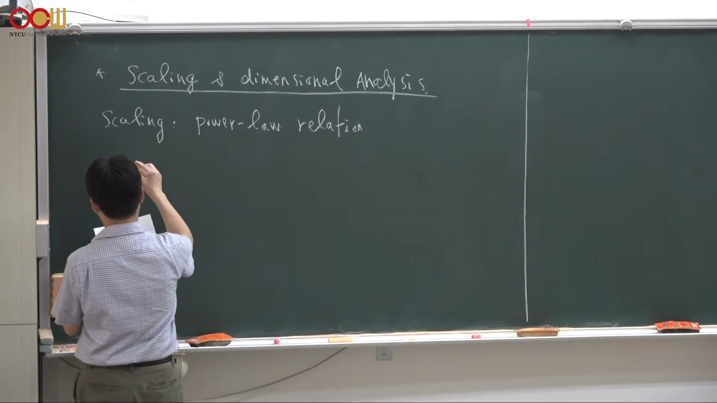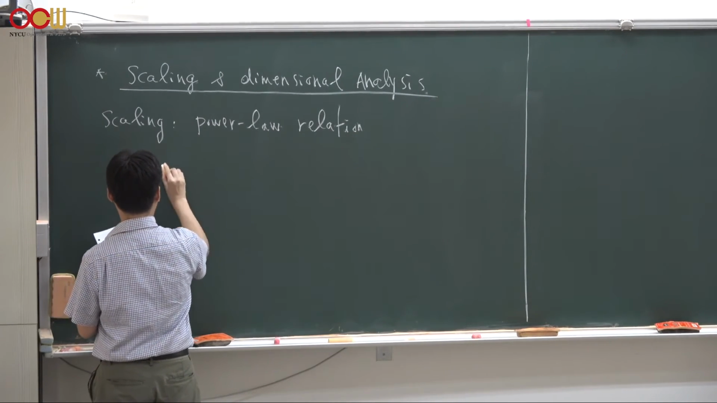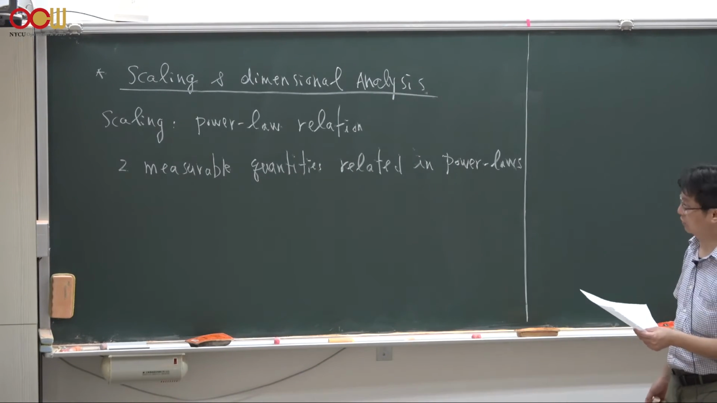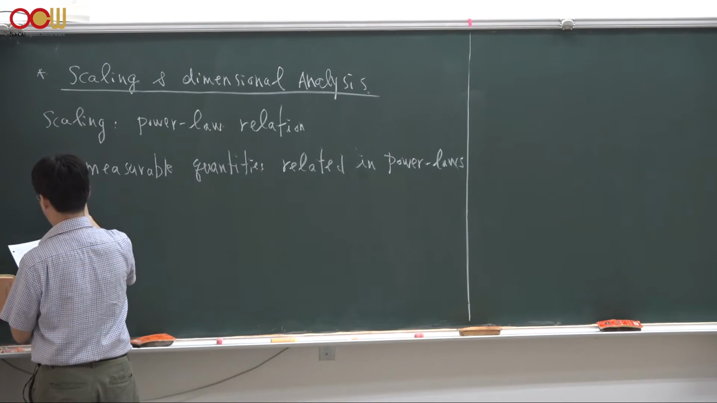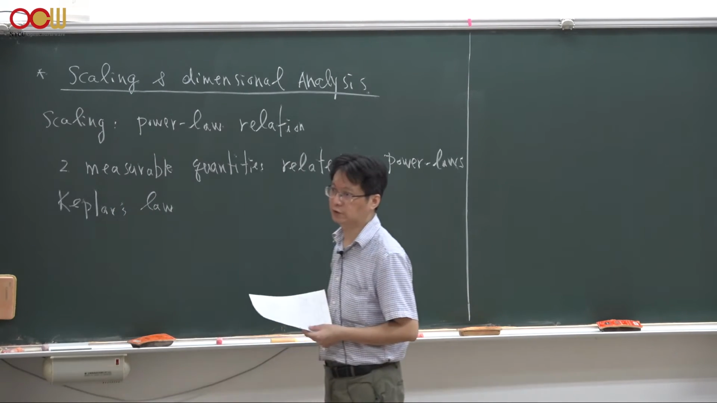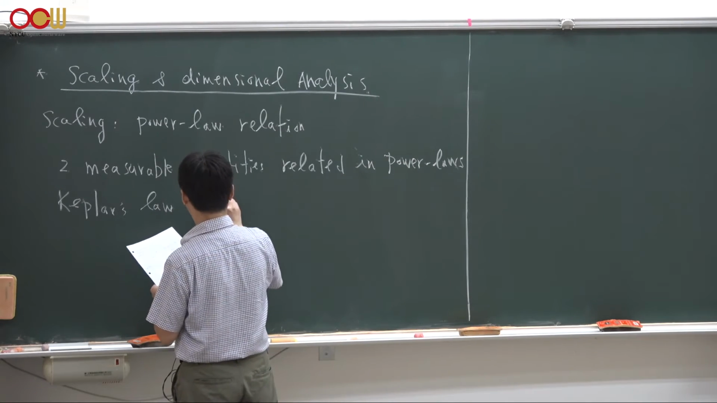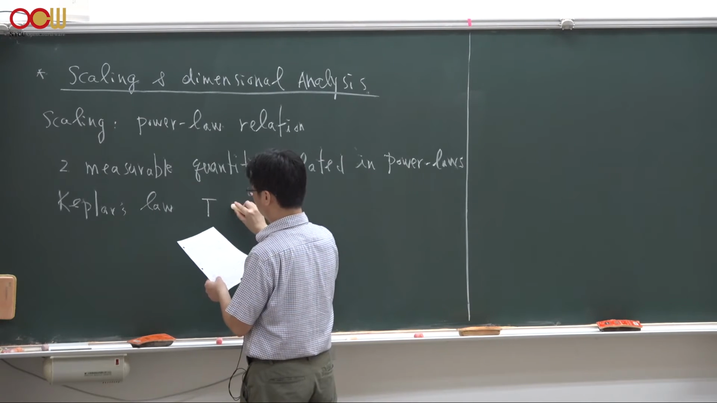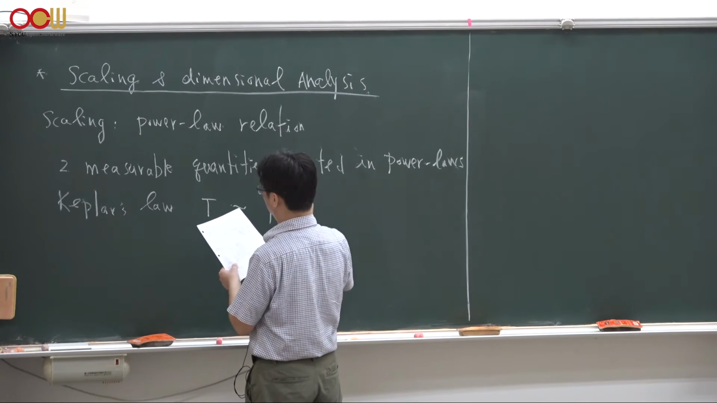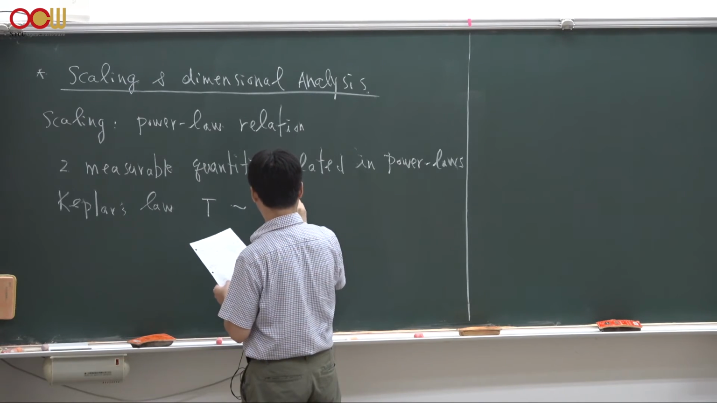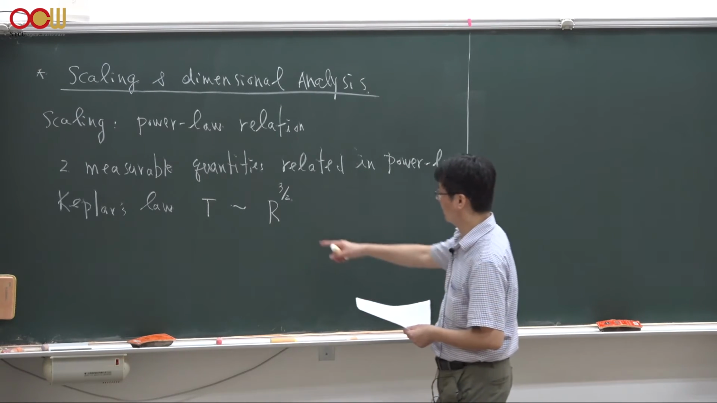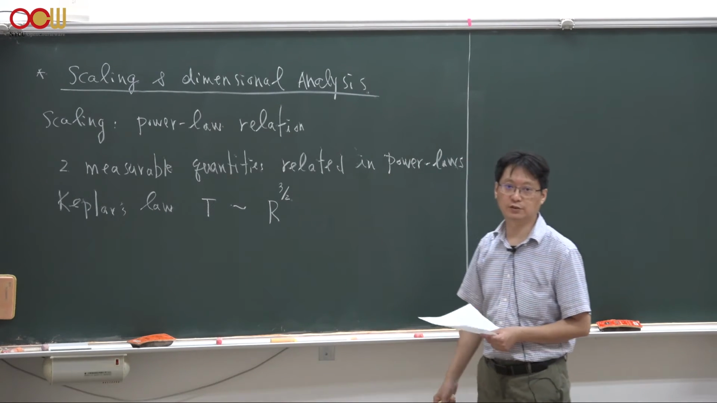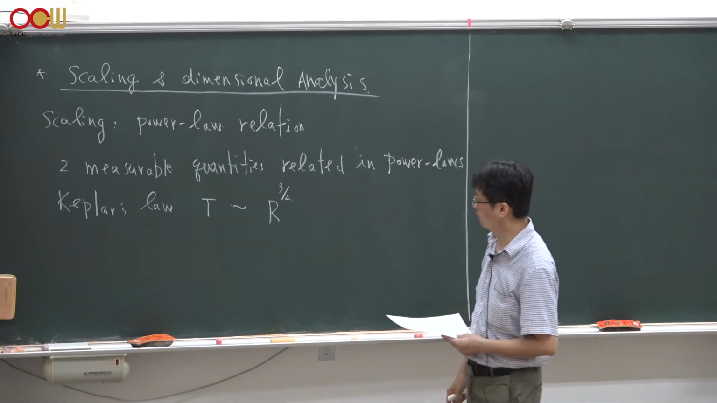So, for example, if there are two measurable quantities that are related by power laws, we say they exhibit scaling behavior. For example, Kepler's law in elementary classical mechanics says that the period T of planetary motion, say the Earth orbiting around the Sun, is proportional to the radius, or distance, to the power of 3/2. That is just a famous example of a power law. And this non-trivial power 3/2 comes naturally from Newtonian mechanics or Kepler's theory.